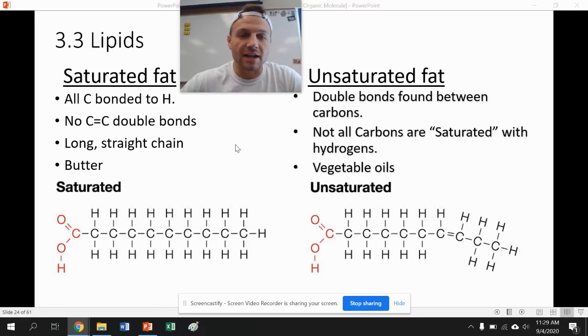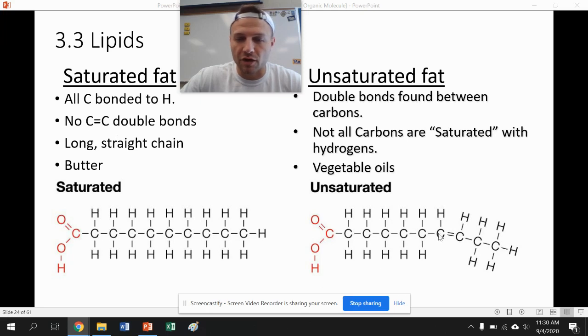Two different types of fatty acids that we're going to talk about are saturated and unsaturated fatty acids. You may have read this, or heard about this, on cereal boxes or any food box or container that you have. You might see saturated versus unsaturated fatty acids. The saturated fatty acids here, an example here is butter, are long, straight-chained fatty acids. Take a look, this is a saturated fatty acid. The reason why it's saturated is there are no double bonds between the carbons.